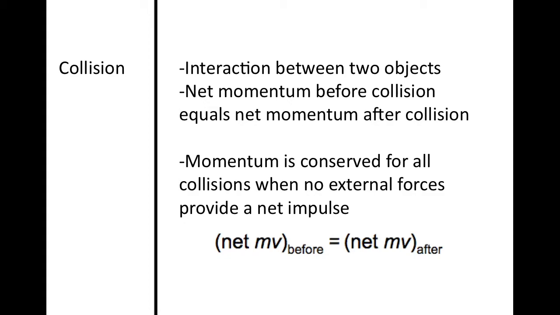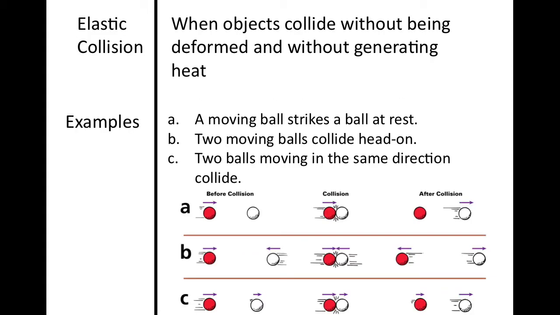Collisions. Collisions are interactions between two objects, and one thing that we know is that the momentum before the collision equals the momentum after, and this is the conservation of momentum. One kind of collision is called an elastic collision, and this is when objects collide without being deformed and without generating heat. Here are some examples.